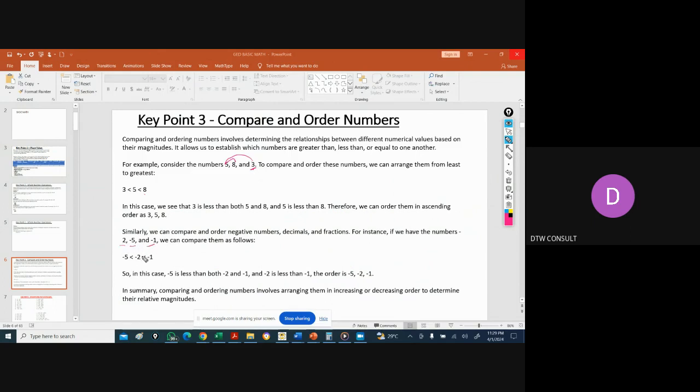Which is the lesser value? Can someone say? Minus 5. Minus 5 is the lesser value. After negative 5, you have what? I think this is a negative here. You have a negative 2, then a negative 1. All right, so this is how you order negative values. The smallest is always the negative value with the bigger number. That's the smallest, and it goes down to the greatest.